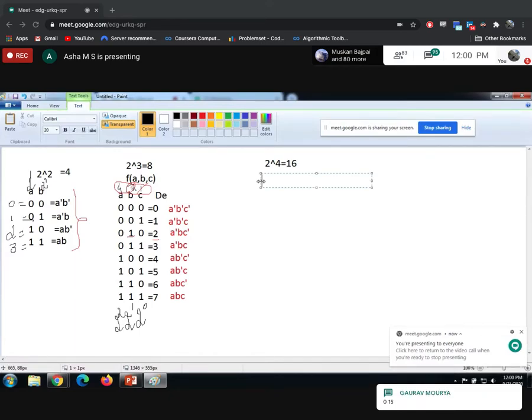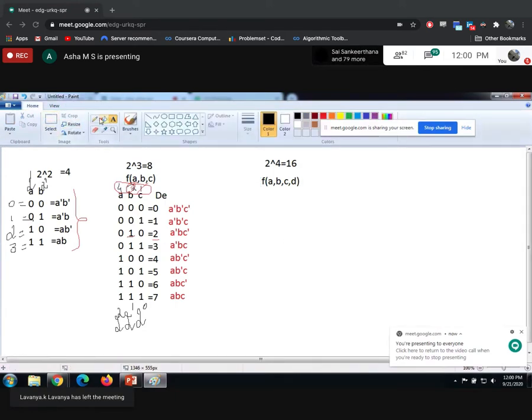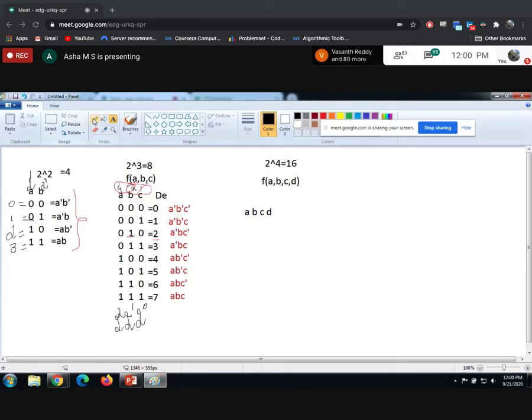So how to write the function f of a, b, c, d. This is the way how to write the function for the 4 variables. How to write the truth table? A, B, C, D. So the first bit represents, shall I write directly or you want me to write in 2 to the power? Okay, let me write both.